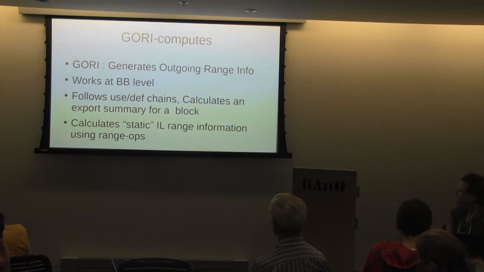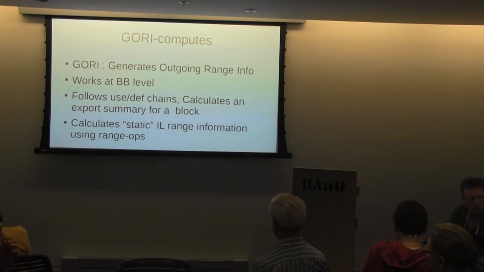We call this static, or I call this static, because it's in the IL. If you have A is less than 5, the range on the true edge will always be 0 to 4. That's never going to change no matter what other values you put into the chain of instructions. That's a hard restriction. There's a dynamic component which I'll talk about later.